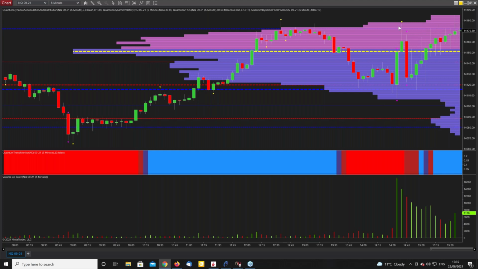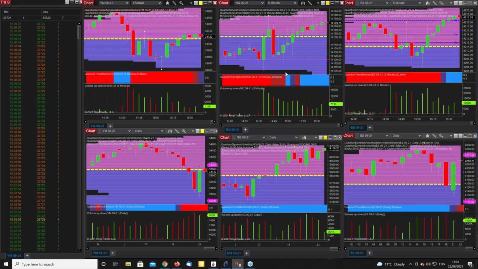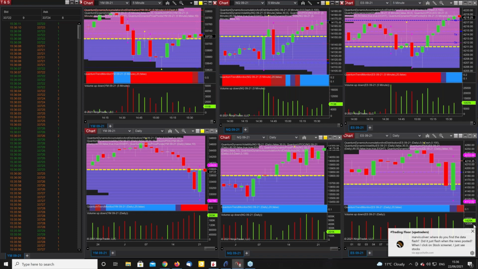So that should help to push this through. And if we get a push through there, up into this low volume region, that's maybe an opportunity to jump in and buy one or two contracts on that particular move. So that's where we are in terms of those three indices.